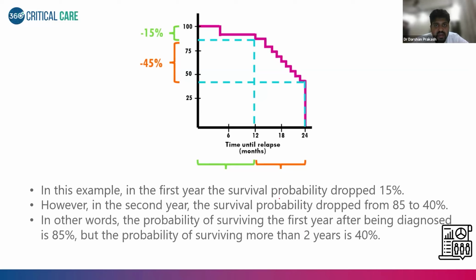I'll come again. In the first year it dropped by 15%, so that will be roughly 85% here. At the end of the second year, the survival probability is marked around 45% here, roughly 45%. So the addition of 45 and 15 will give you 60. So subtracting 60 from 100 will be 40. So this particular thing from here to here is 40%. So at the end of 2 years, the survival probability is around 40%.